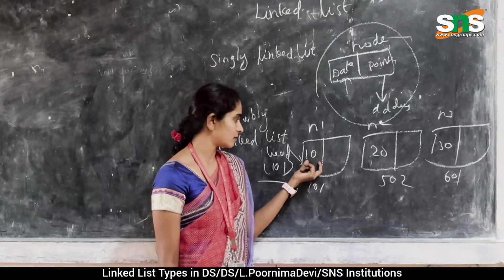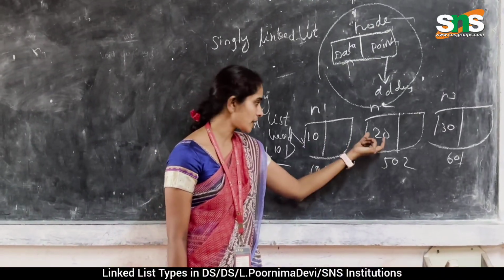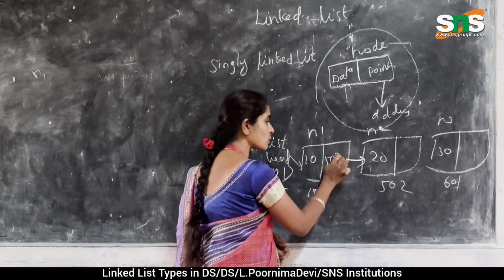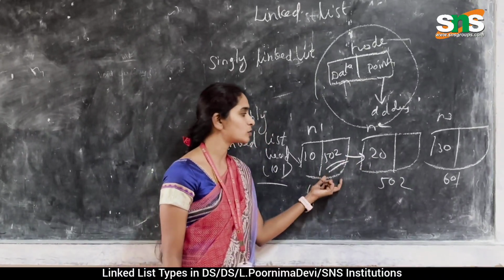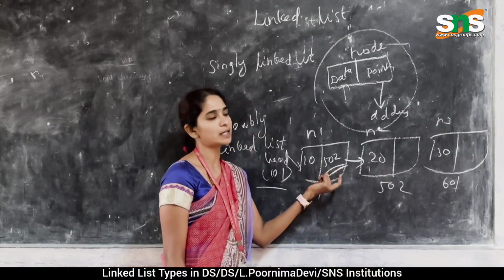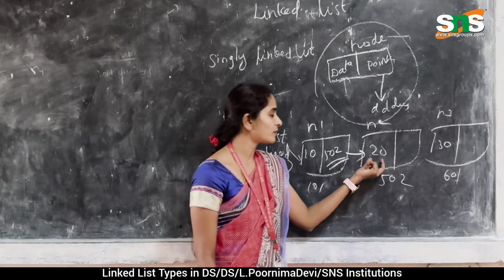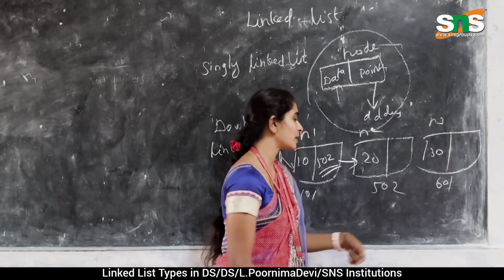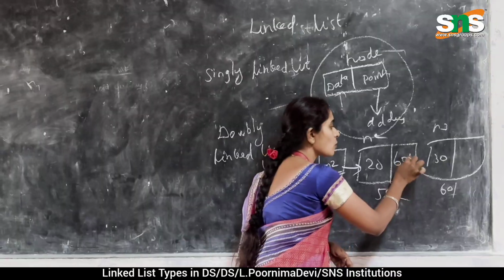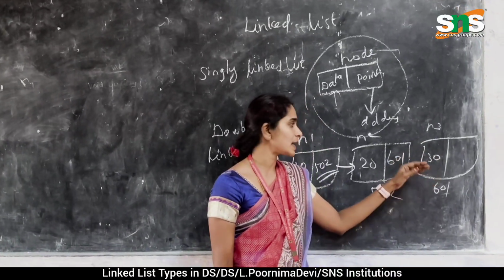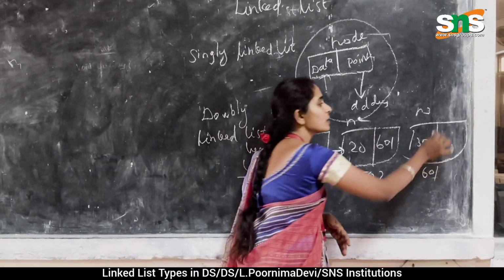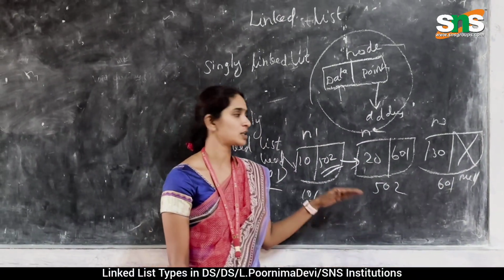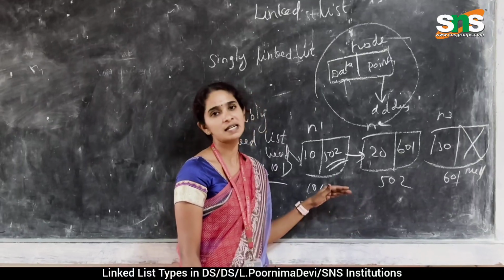So my first element 10 points to the next element, so it has to know the address of the next element. In the pointer column we add the address of the element 20. After 20 I have to reach the element 30. What is the address of element 30? It is 601. 30 is the last element, and after 30 there is no element, so we mention null. This is the pictorial representation of a singly linked list.